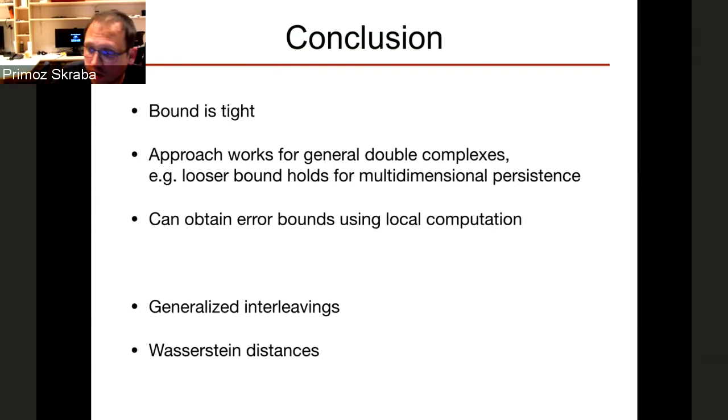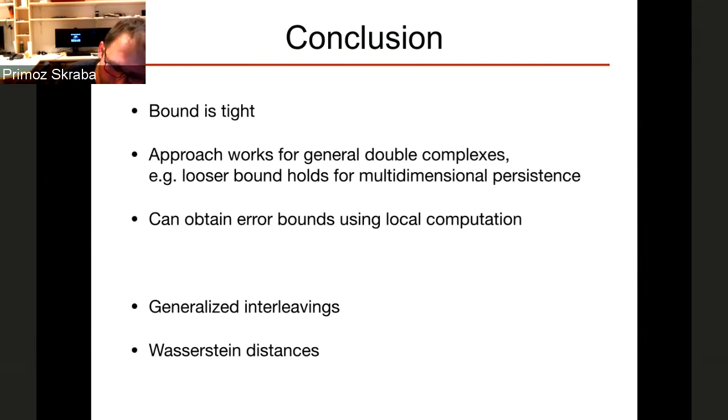Two other directions that I want to mention: here we used very specific epsilon interleavings. How would one do something like this for Wasserstein distances, where there are no interleavings defined, or even more general interleavings than that? This is current work.